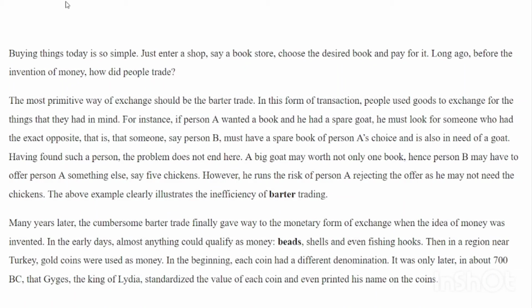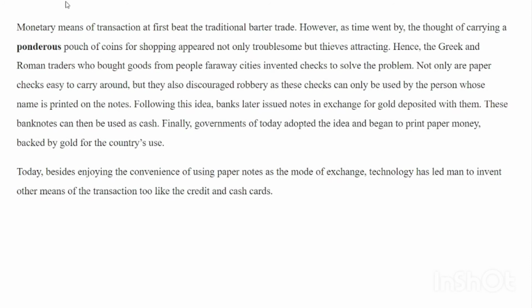Many years later, the cumbersome barter trade finally gave way to the monetary form of exchange when the idea of money was invented. In the early days, almost anything could qualify as money: beads, shells, and fishing hooks. Then, in a region near Turkey, gold coins were used as money. In the beginning, each coin had a different denomination. It was only later, in about 700 BC, that the king of Lydia standardized the value of each coin and even printed his name on the coins.